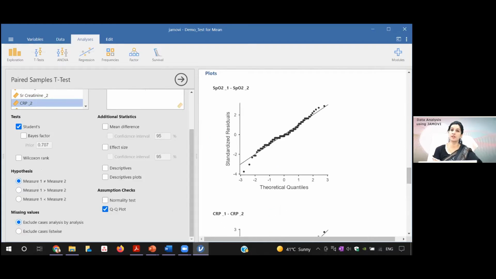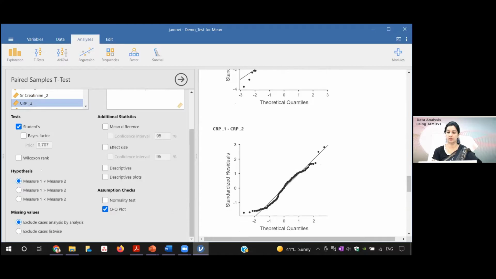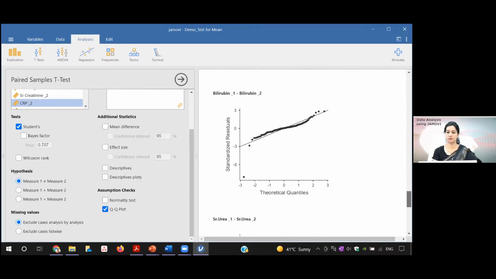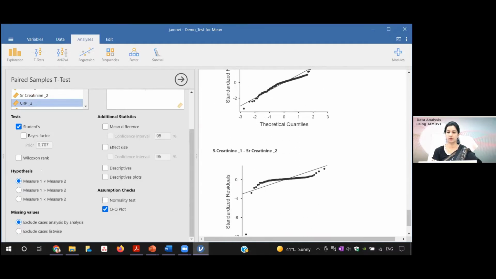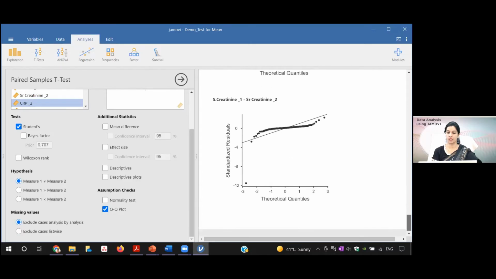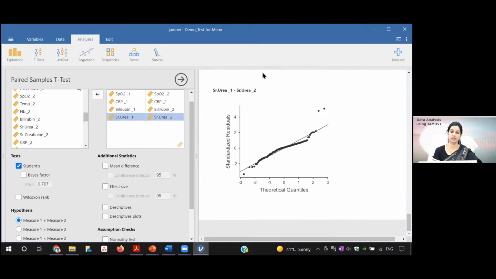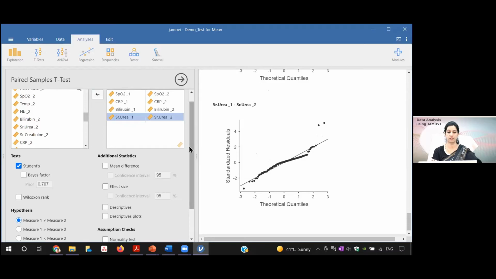In SPSS, we had to create a new variable. That was the difference, and then we used to check it. So you can see here this SpO2 1 and SpO2 2 difference. This is normally distributed. This is again normally distributed. This is also normally distributed, bilirubin. This creatinine is not normally distributed. So you can take a call of doing. So what I will do here, I'll move this creatinine maybe here because I have to apply the Wilcoxon in this case of creatinine.